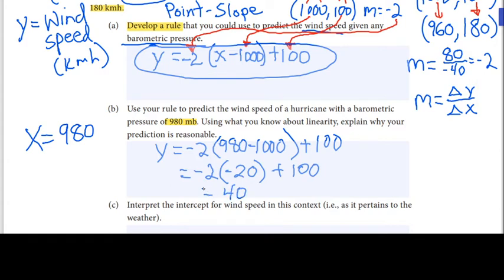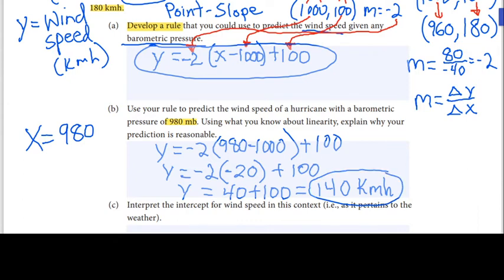Okay? And I can continue to drop down this y and continue to rewrite it just one more step at a time. And then I have to add the 100 to it. So I add the 100 to it, and I get 140. Okay? And what does 140 mean? It's 140 kilometers per hour. Okay, so there's my answer.